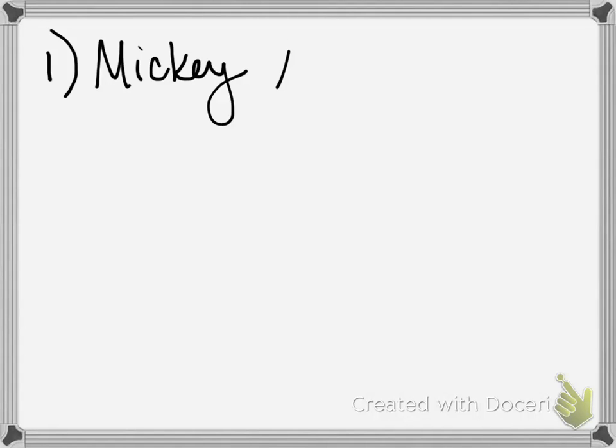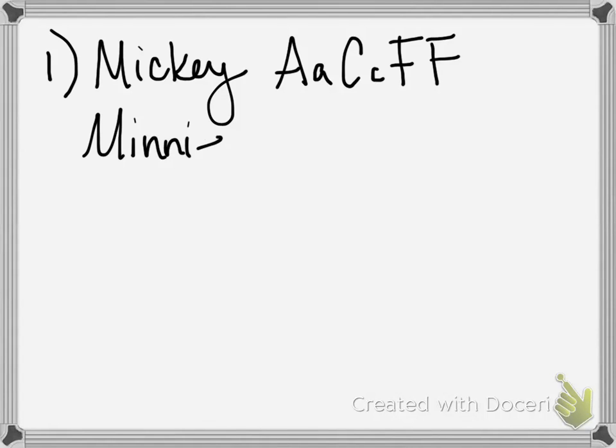On the practice exam, the first word problem is a genetic question about a cross between two individuals. You're told that Mickey Mouse has a genotype big A, little a, big C, little c, big F, little f, and Minnie Mouse has a genotype big A, big A, big C, big C, and big F, big F.